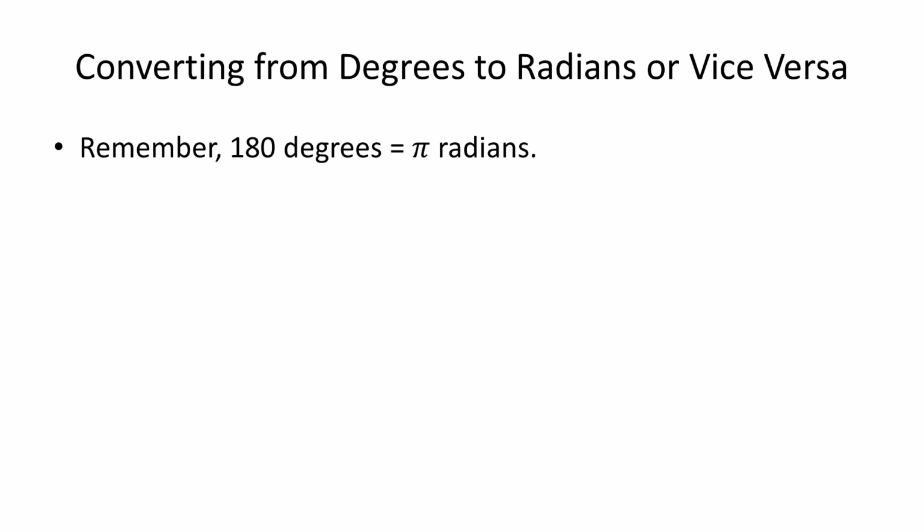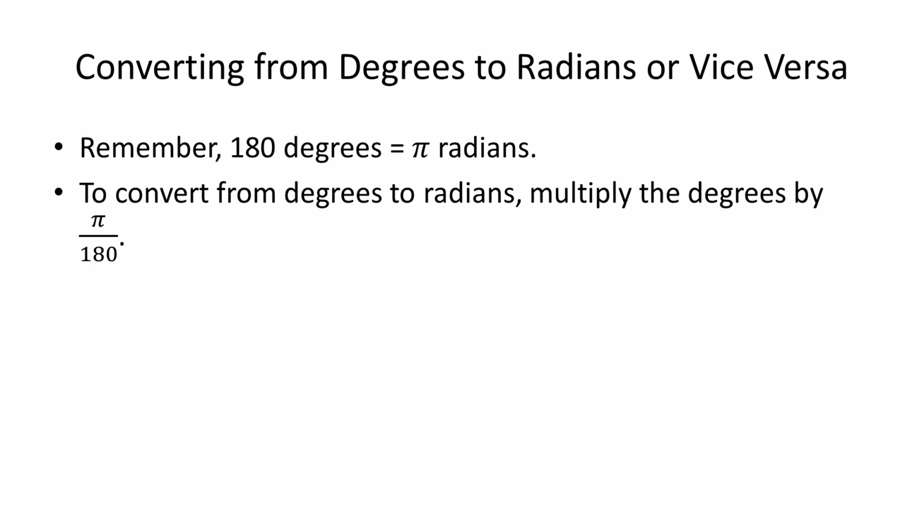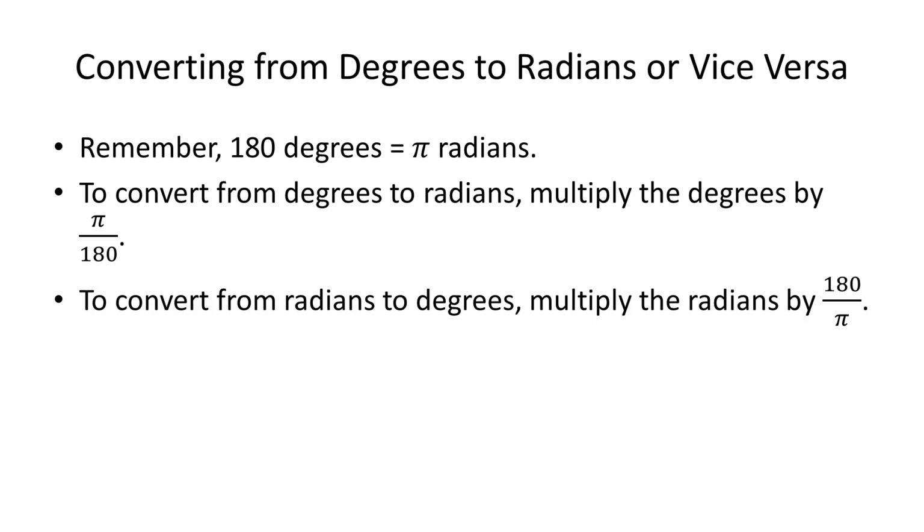Remember that 180 degrees is equal to pi radians. To convert from degrees to radians, multiply the degrees by pi over 180. To convert from radians to degrees, multiply the radians by 180 over pi.